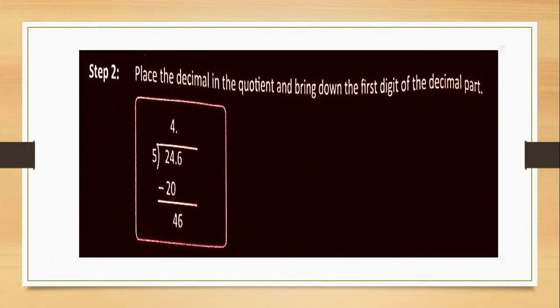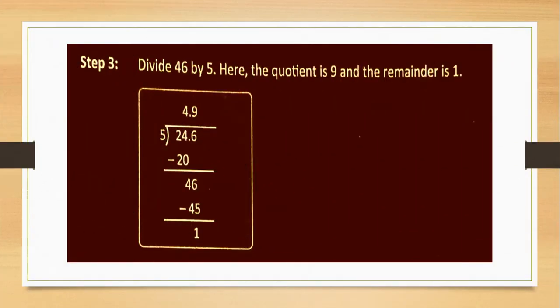Now step 2, place the decimal in the quotient, and the quotient was 4. After that you place a decimal and bring down the first digit of the decimal part. The first digit after the decimal is 6, so you bring it down. That is your step 2. Now step 3, after bringing it down, that becomes 46. Now divide 46 by 5.